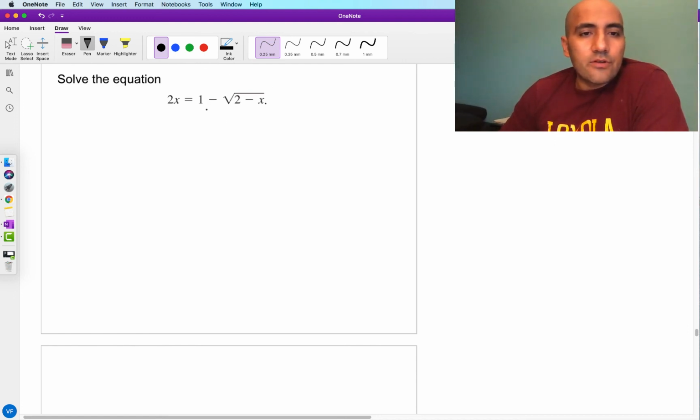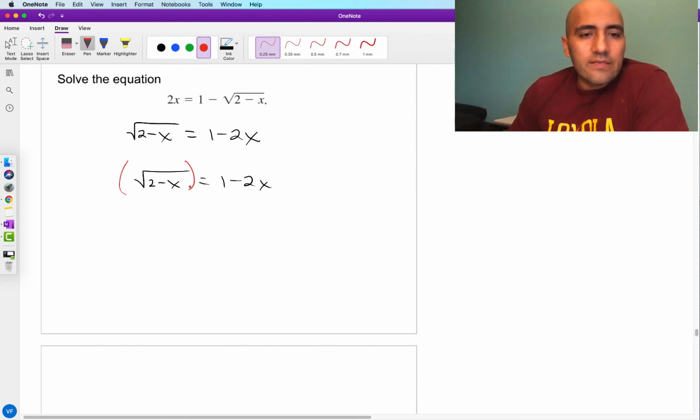So the first thing I'm going to do is move things around a little bit. So I'm going to rewrite this in the following way. I'm just going to move this over to this side. So I'll end up with positive root 2 minus x. And I'll move this to the other side. That equals 1 minus 2x. Right? Moving that over there. And then moving this over here. And now that I've done that, I'm going to square both sides.